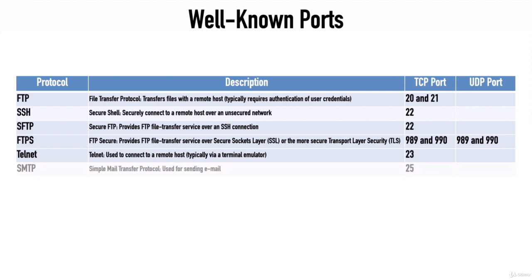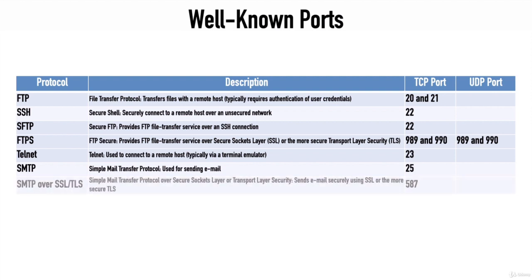Next we have SMTP, Simple Mail Transfer Protocol. SMTP is used for sending email to an email server over TCP port 25. SMTP by itself is not secure, so we alternately have SMTP over SSL or TLS. This provides either SSL or TLS security for our SMTP traffic. Again, with TLS being that more secure option. This uses TCP port 587.